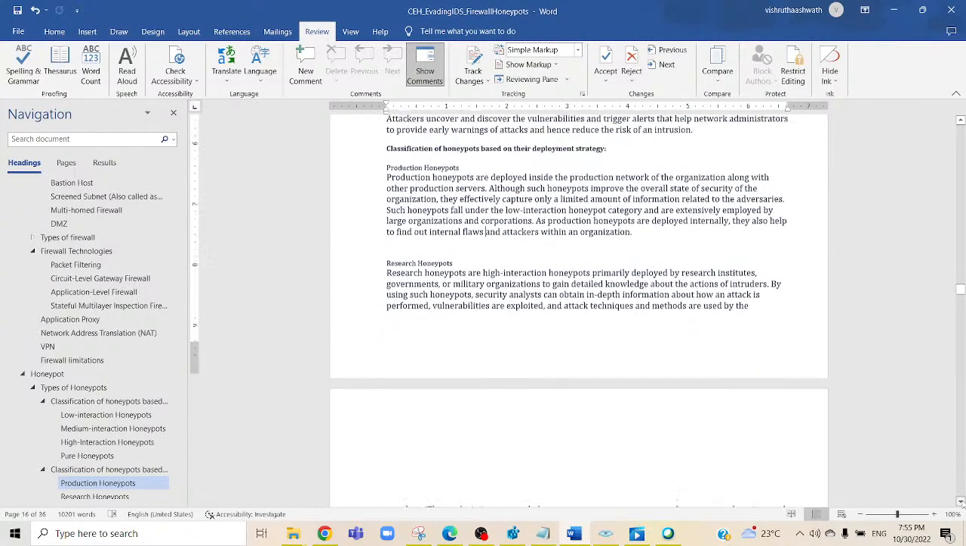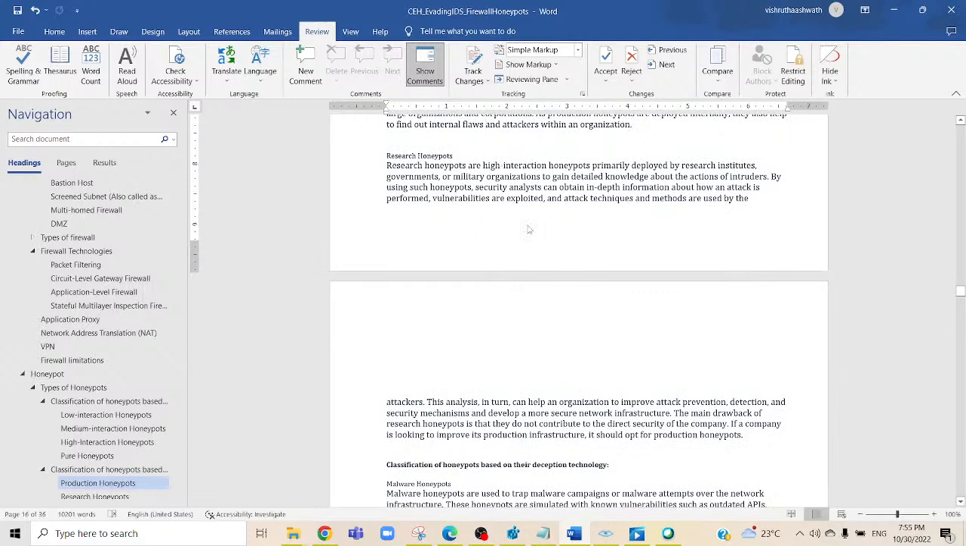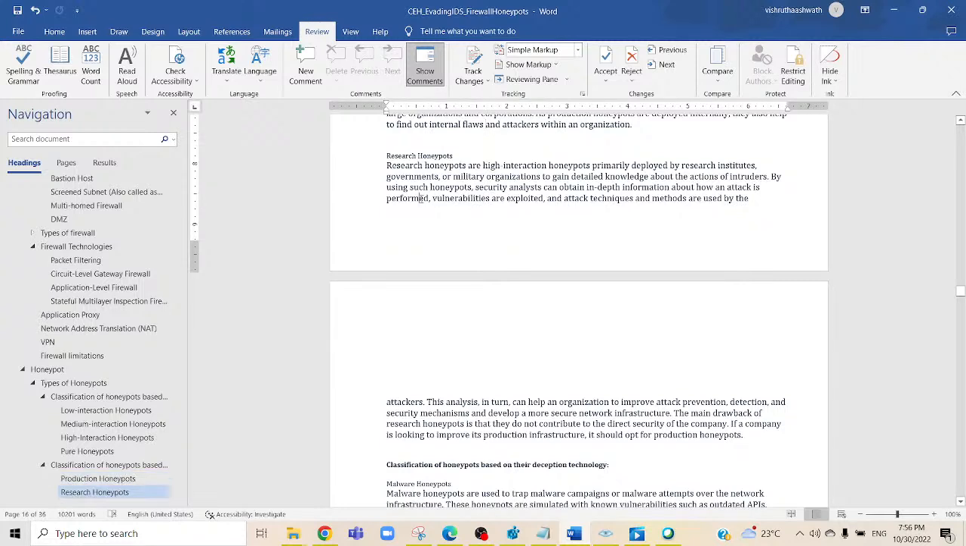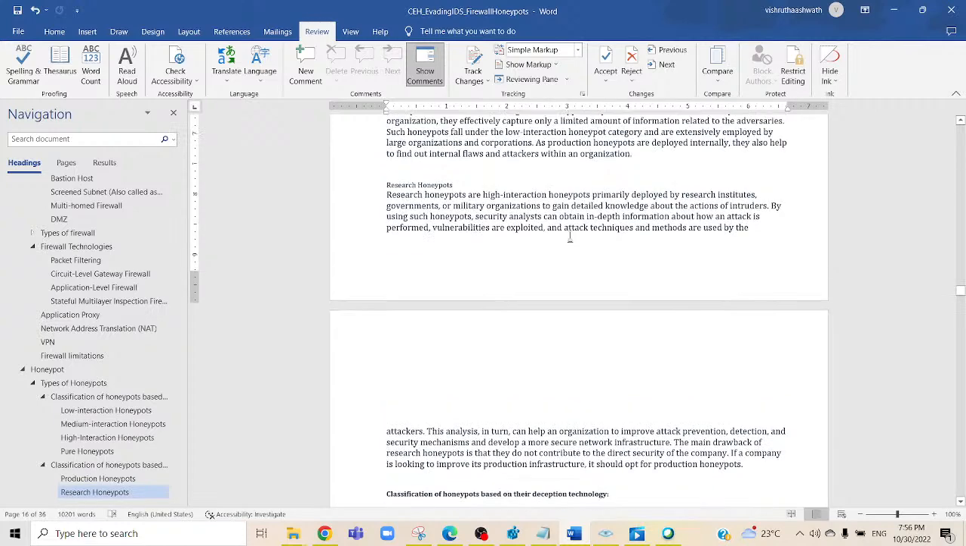Research honeypots. Research honeypots are high interaction honeypots primarily deployed by research institutes, governments, or military organizations to gain detailed knowledge about the actions of intruders. By using such honeypots, security analysts can obtain in-depth information about how an attack is performed, how vulnerabilities are exploited, and attack techniques and methods that are used by the attackers.